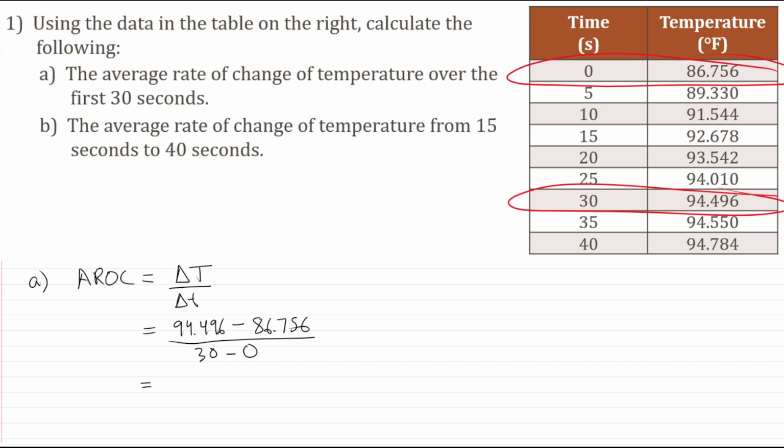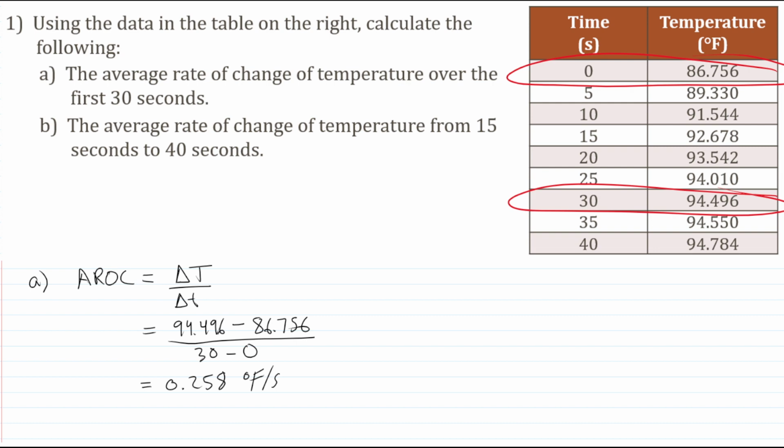So I'm just punching in 94.496 minus 86.756. And then I'm hitting equals to get that result. And I'll divide by whatever 30 minus 0 is, which is 30. So I'm just going to hit divided by 30, and that gives me 0.258. Now, what units should we use for this rate of change? Well, our temperature is measured in degrees Fahrenheit, and our time is measured in seconds. So the units for this rate of change will be degrees Fahrenheit per second, and that's our average rate of change.